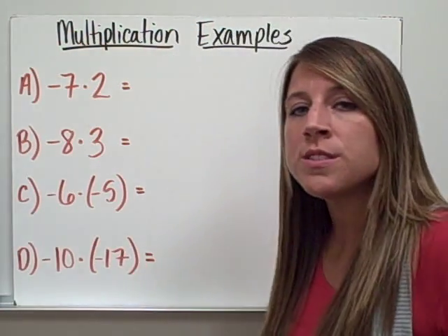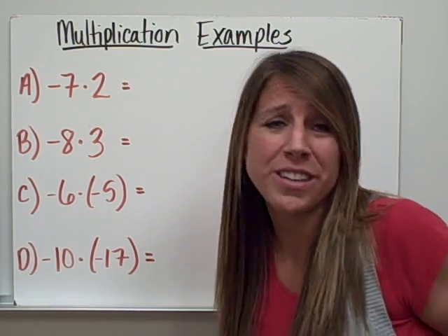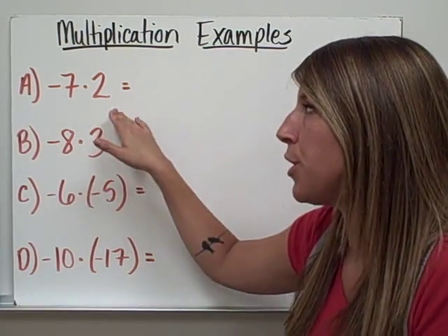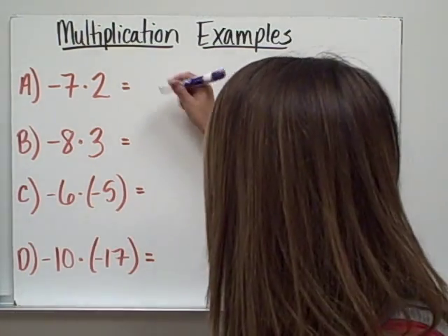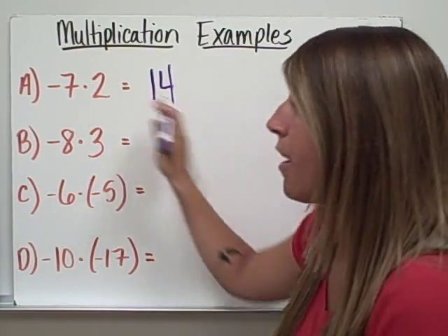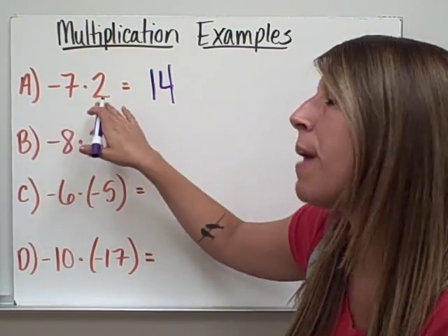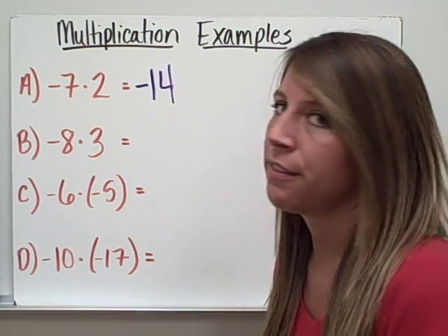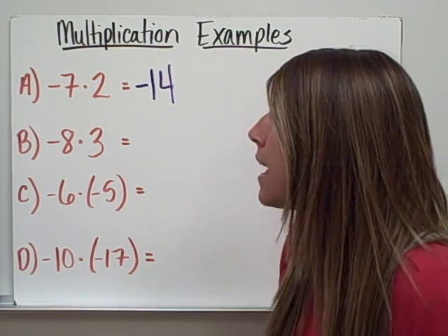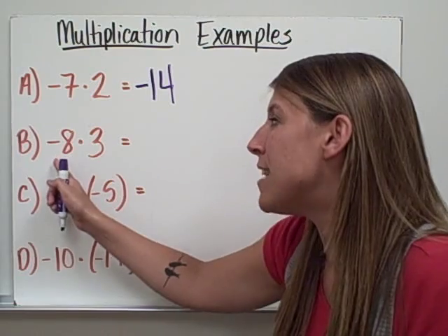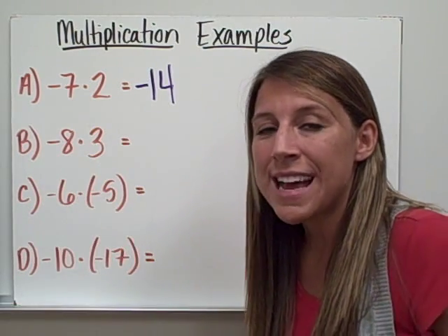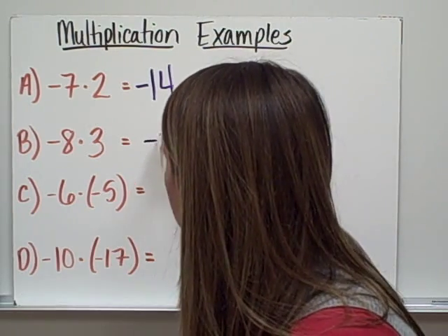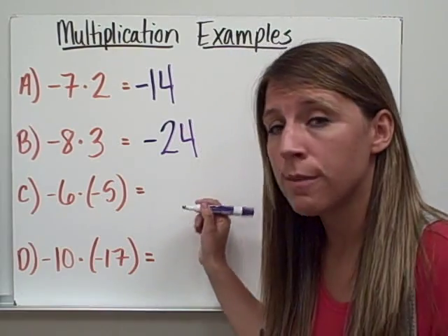So using those rules, we're going to work through some multiplication and division examples together. If you consider example A, -7 times 2, well, 7 times 2 is 14. And then I ask myself, are the signs the same or different? I have a negative and a positive integer. If the signs are different, my answer is negative. -14. It's really that simple. Now, if I go to example B, I have a -8 times a positive 3. Signs are different, so my answer will be negative. 8 times 3 is 24, so my answer is -24.